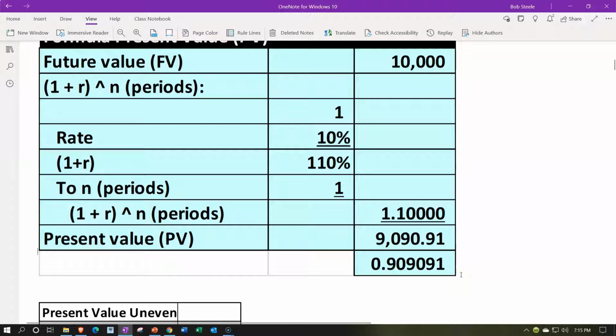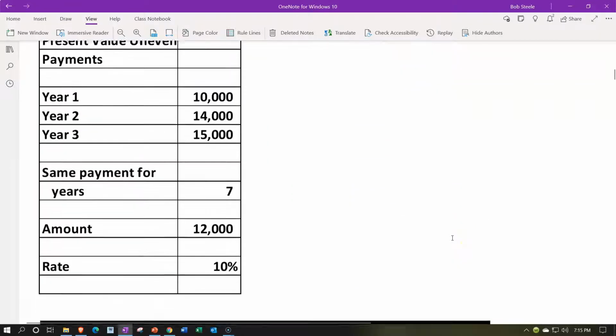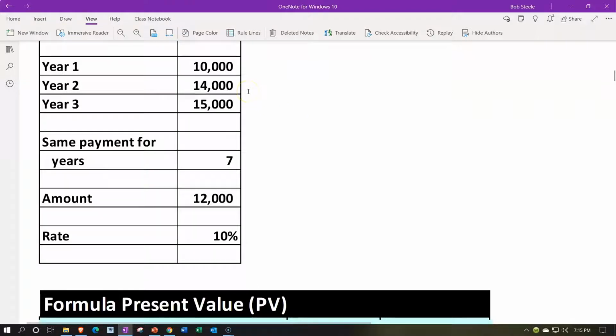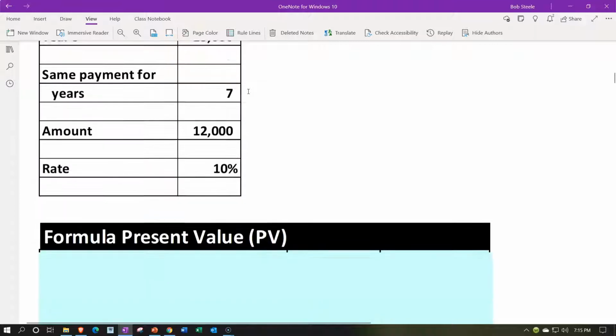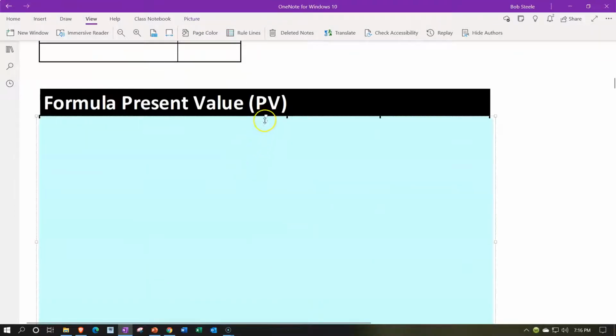So for the first payment that we're going to get, this first series of payments in the future that we're present valuing, the 10,000 has a present value of 9,090.91. Then the second payment, we have to present value it singularly. It's 2 years out now. So we're going to do the same calculation for it.